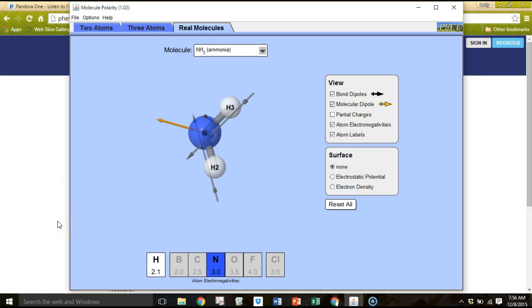Again, you need to identify the shapes and look for the presence of lone pairs of electrons in order to make a determination of polarity.